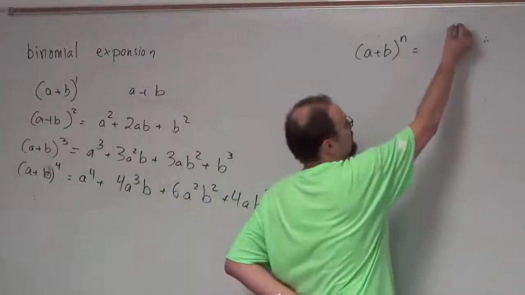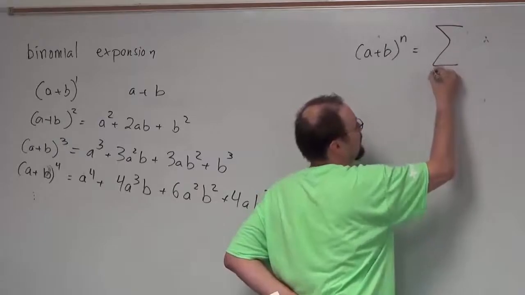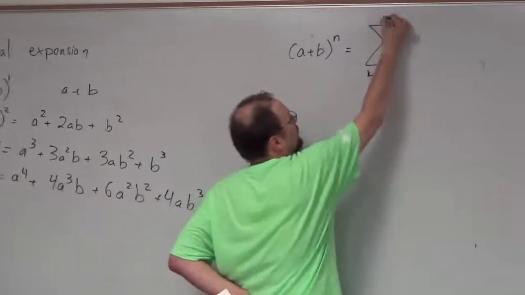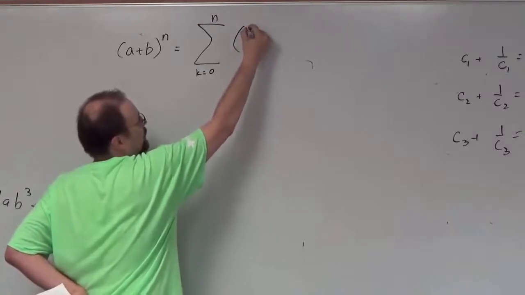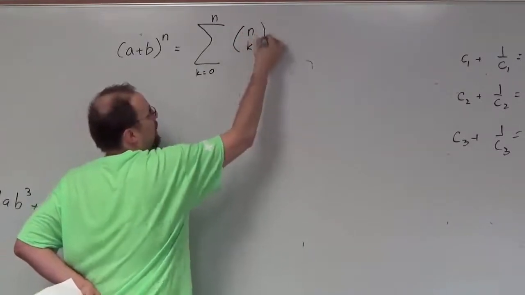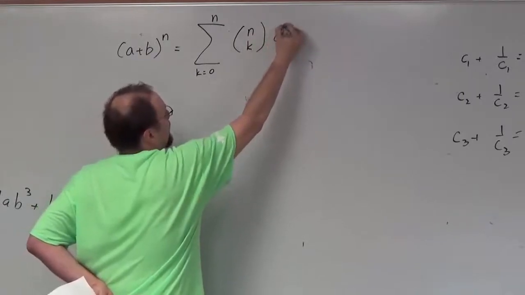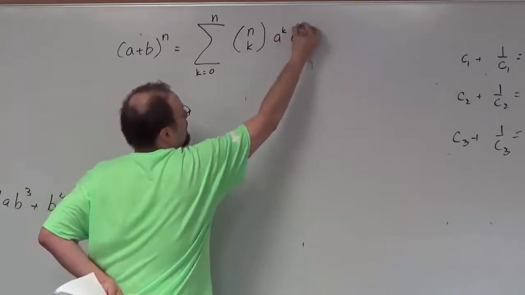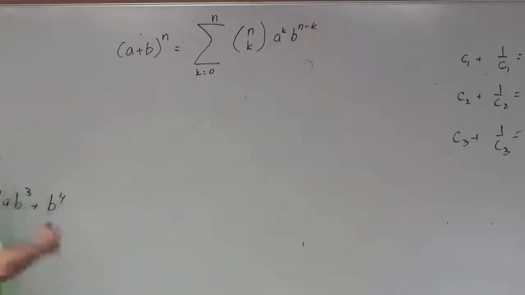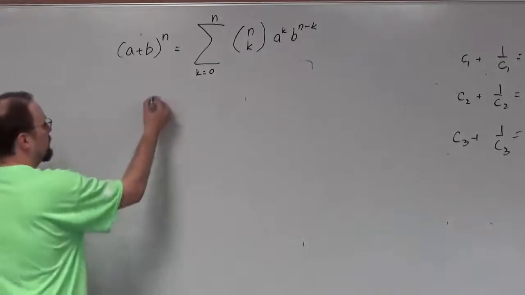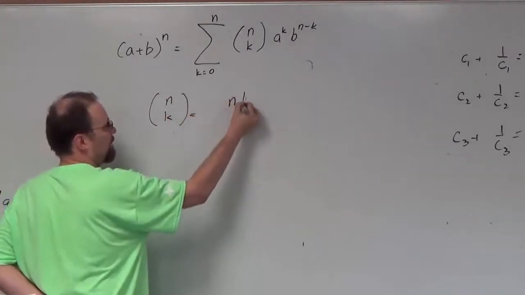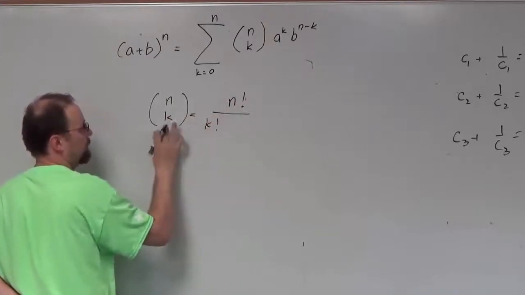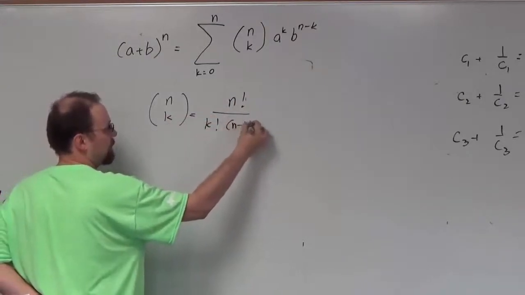And we would write that this is the sum as k goes from 0 to n. And then we have this choose function, binomial coefficient, n choose k. We have a to the k times b to the n minus k. And this formula captures this pattern where this choose function is defined in terms of factorials. It's n factorial divided by k factorial times n minus k factorial.